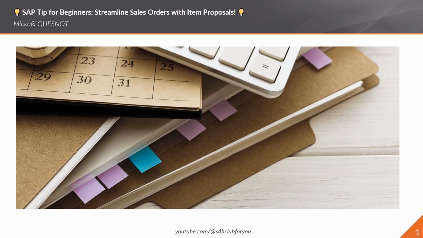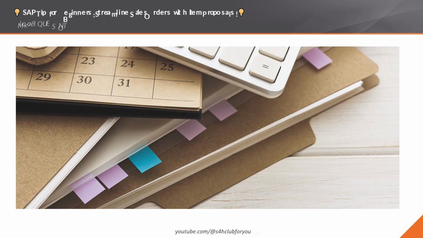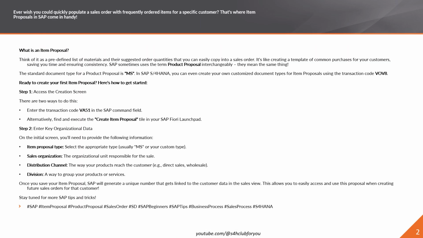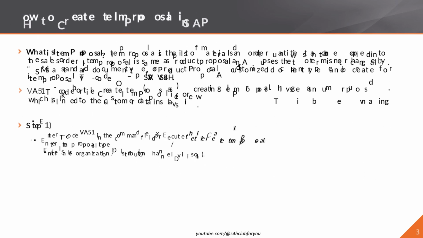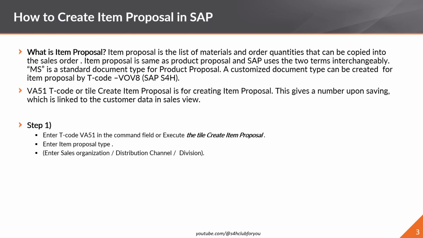All right, let's dive right in today. We're taking a closer look at a pretty cool feature in SAP. It's all about streamlining your sales order process, item proposals. Or you might know them as product proposals. Exactly. Yeah, those. So we've got some great SAP resources to help guide us.